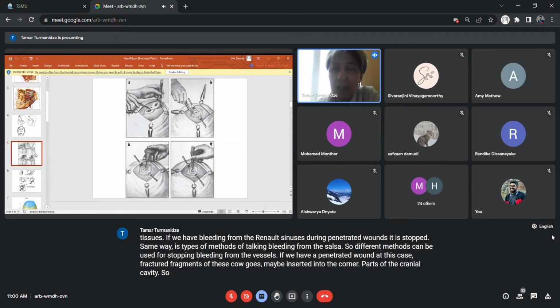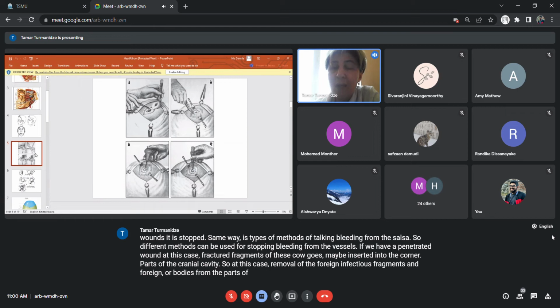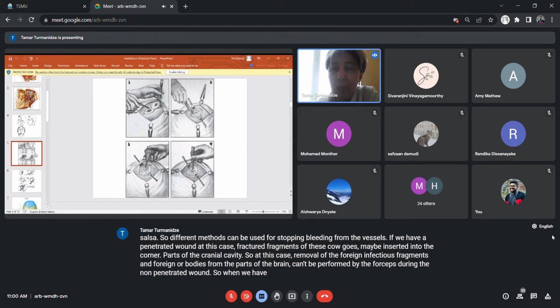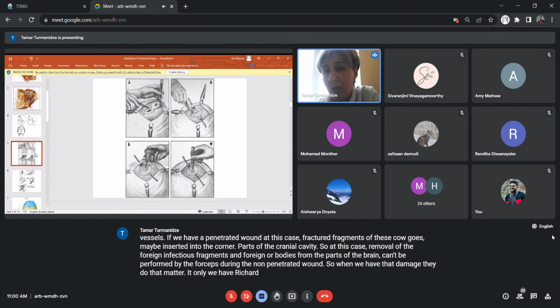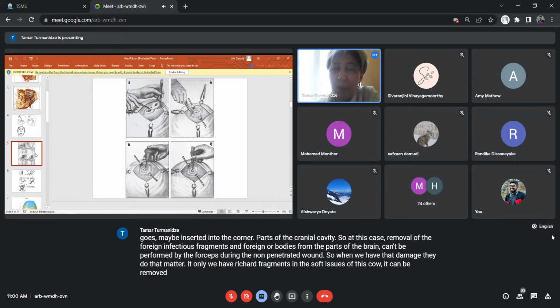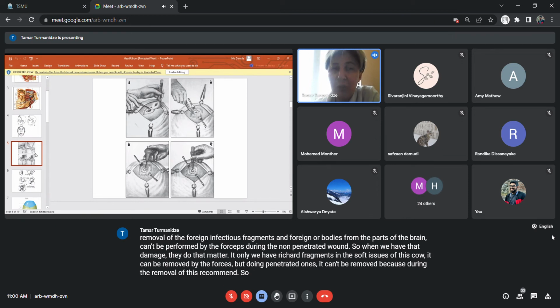So in this case, removal of the foreign fractured fragments and foreign bodies from the parts of the brain can't be performed by the forceps. During non-penetrated wounds, when we have not damaged the dura mater and only have fractured fragments in the soft tissues of the skull, it can be removed by the forceps. But during penetrated wounds, it can't be removed because during removal of these fragments the structures of the cranial cavity may be damaged.